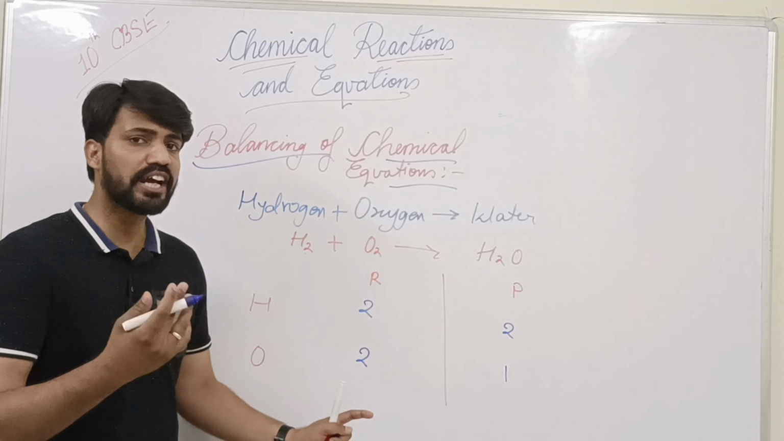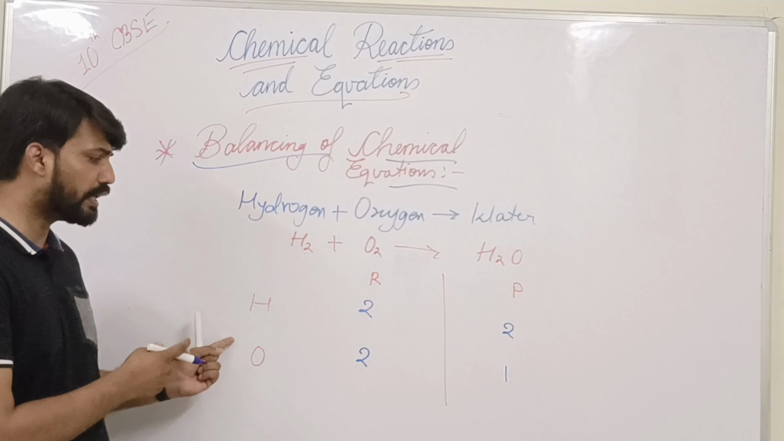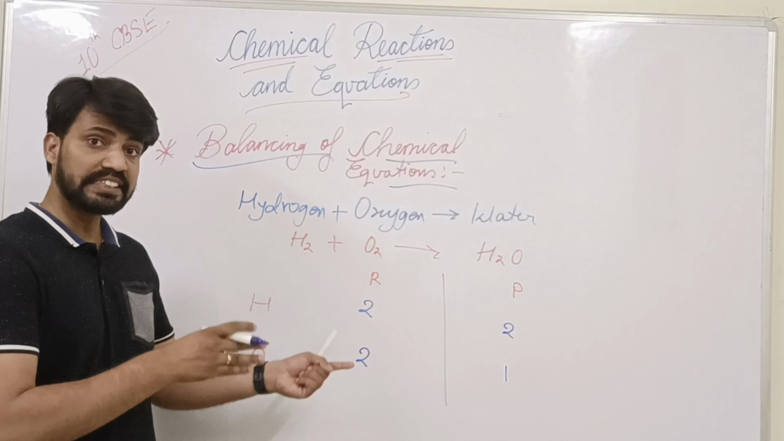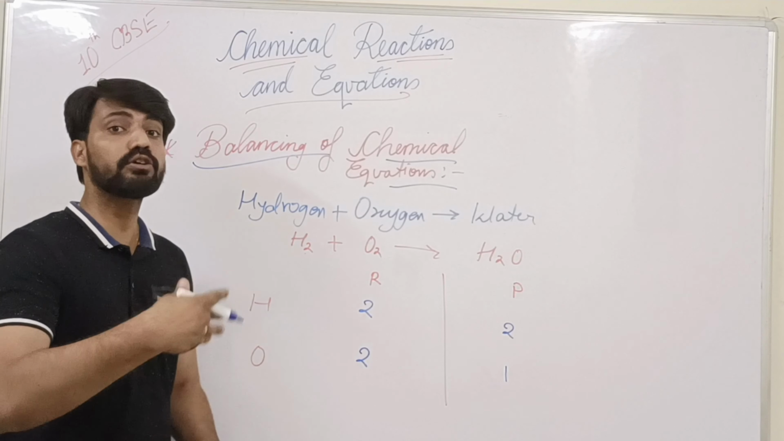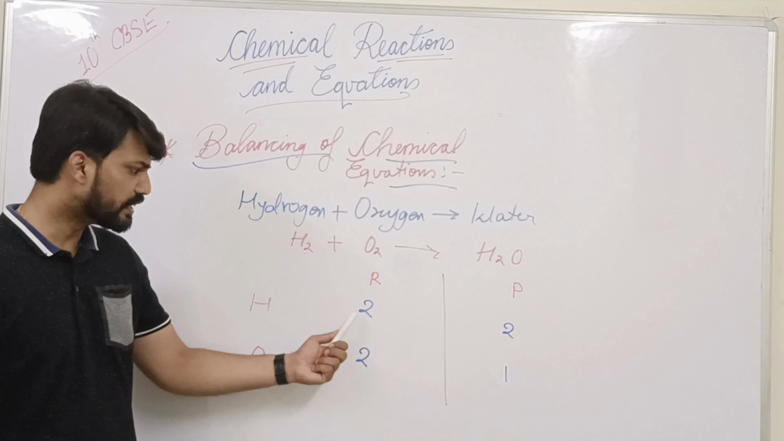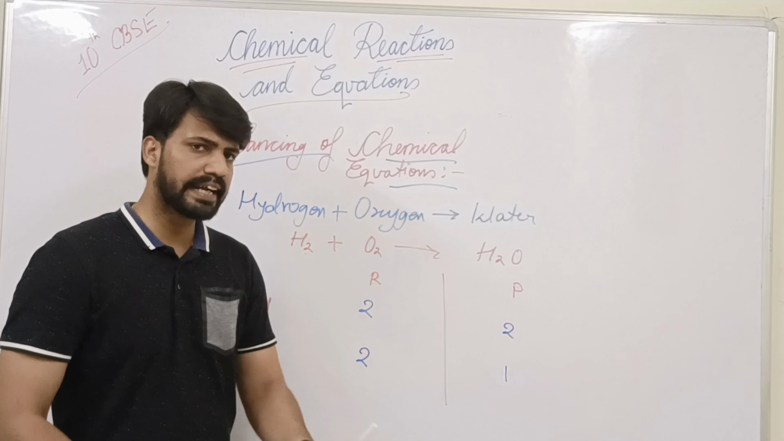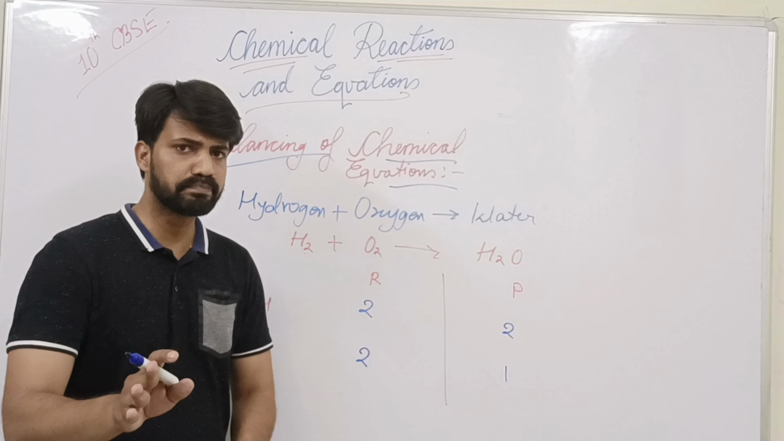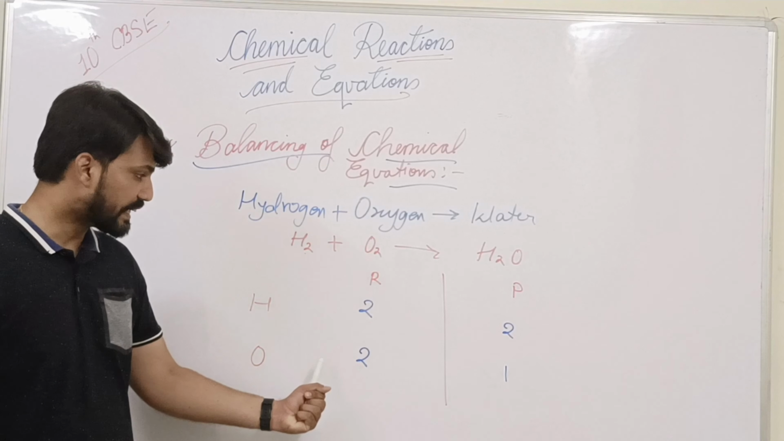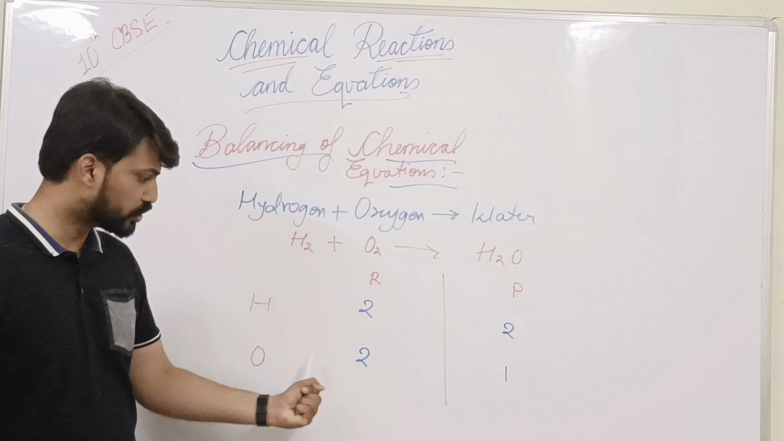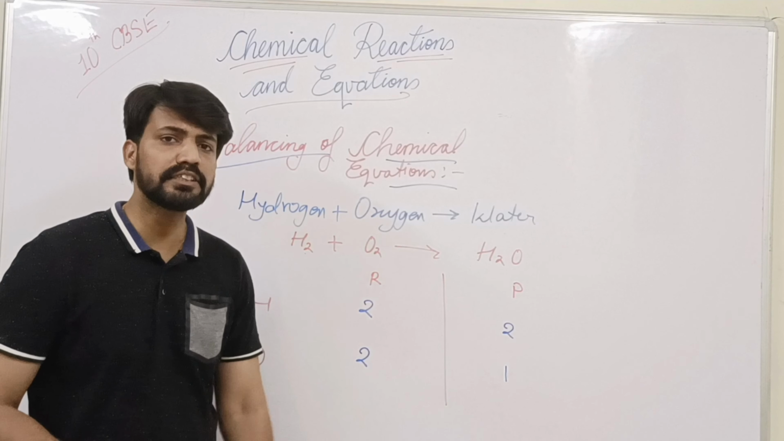After that, we have to check whether the number of atoms on both sides of that particular element is the same. If it is the same, then it means it is already balanced. If it is not, then we need to make it balanced. So here the number of atoms of hydrogen on the reactant side and on the product side is already the same. So that means it is balanced. We need to balance the oxygen, because on the reactant side the number of atoms of oxygen is 2, whereas on the product side the number of oxygen atoms is 1.